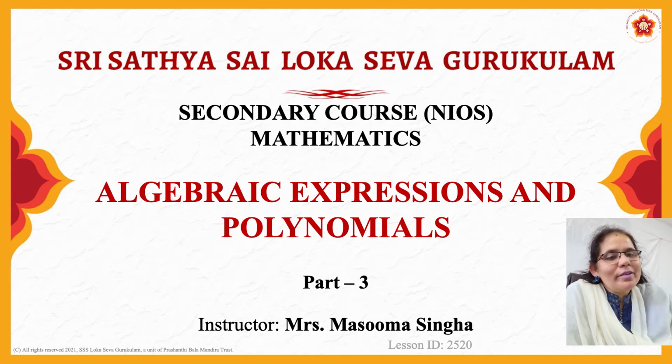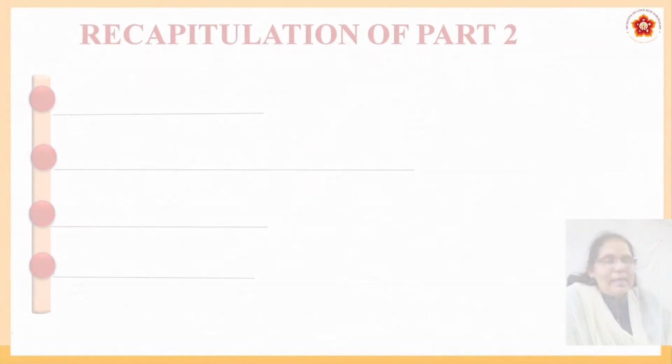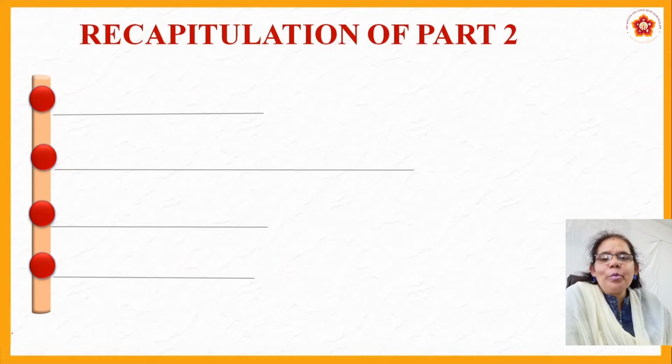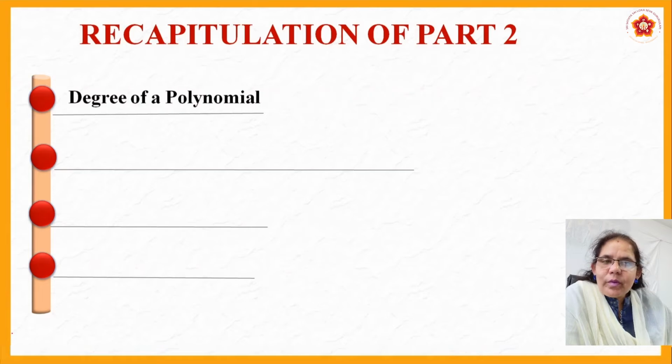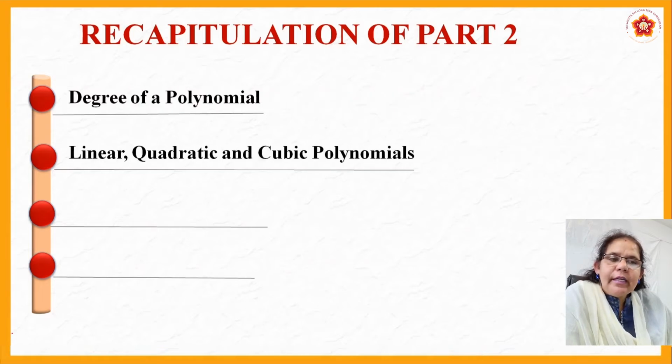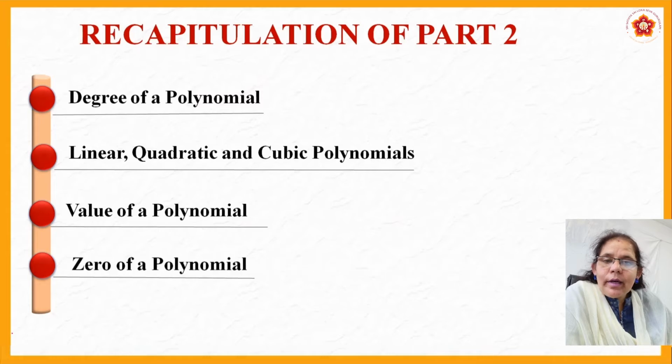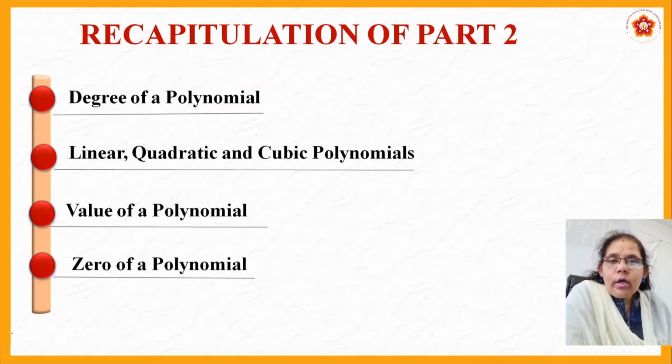Coming back to the topic, let us first do a recapitulation of what was done in part 2. We discussed degree of a polynomial, linear, quadratic and cubic polynomials. We learned how to find the value of a polynomial and how to find the zero of a polynomial.